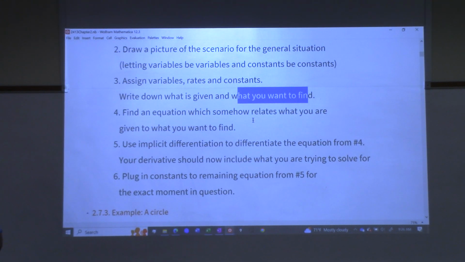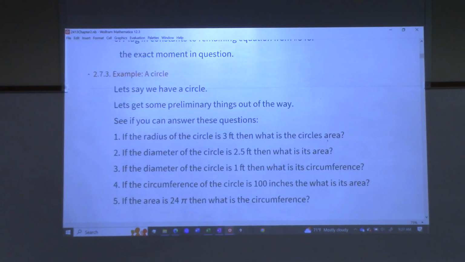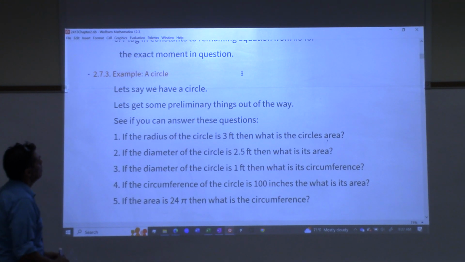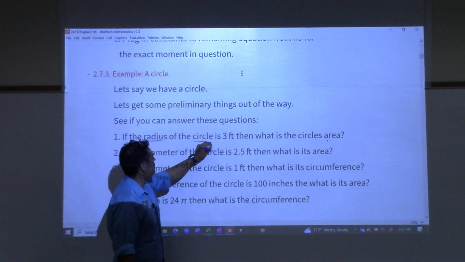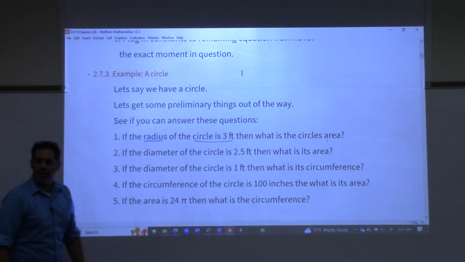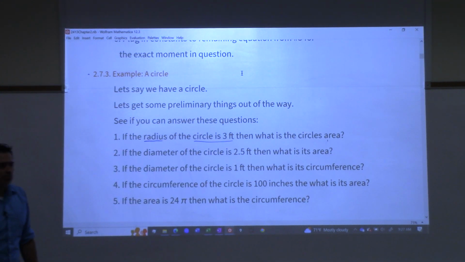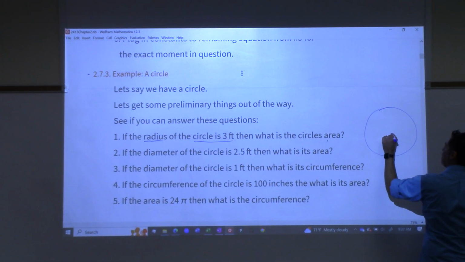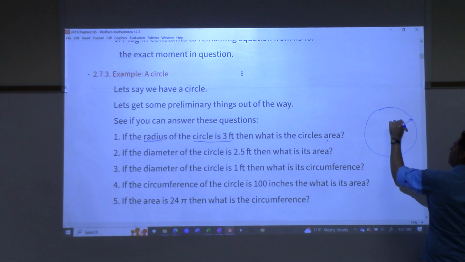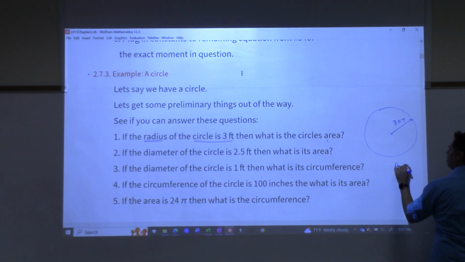Yes? Let's do an example. All right, so first thing I want you to do is take a look at this question right here. Let's say we have a circle, okay? Let's get some things out of the way before we try and do a word problem. If I tell you that the radius of a circle is 3 feet, then can you tell me the area? If I tell you that you have a circle, and I tell you that its radius is 3 feet, can you tell me what the area is?